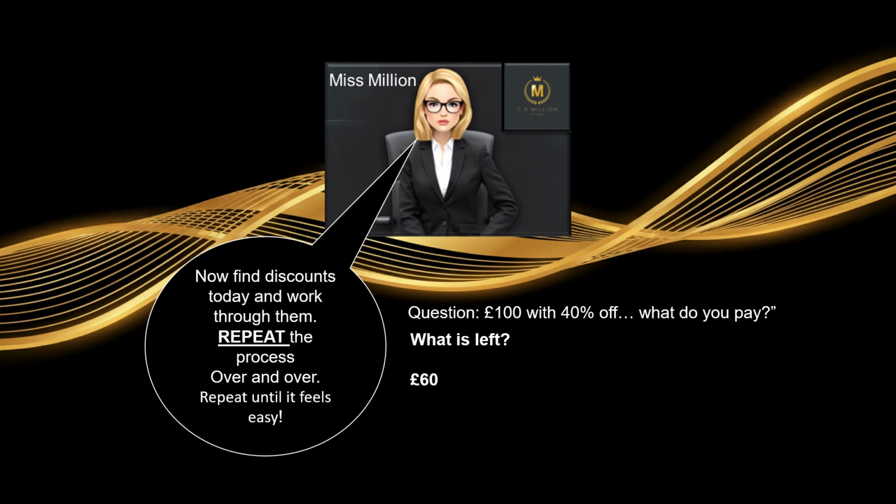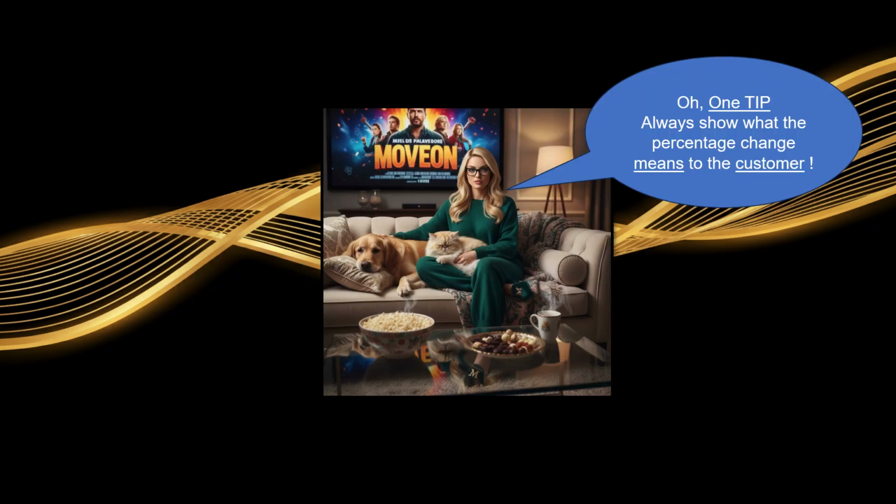What I want you to do now is go out shopping. Go and make this as practical as you possibly can. The more practical you can make it, the better it will stick. That means going out and finding out those discounts today. Repeat the process. Get every single kind of discount and find out what you're going to be paying that is left. The only way that we can remember a process is by repeating it over and over. Repeat it until it feels easy, and then we'll go on to stage 2.